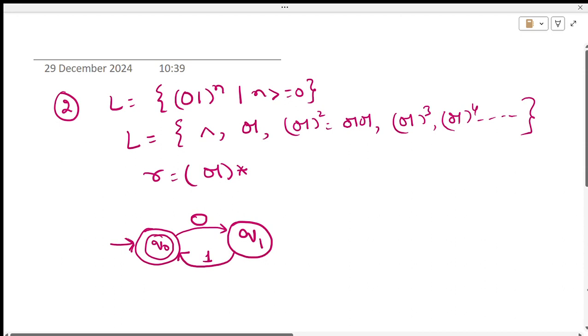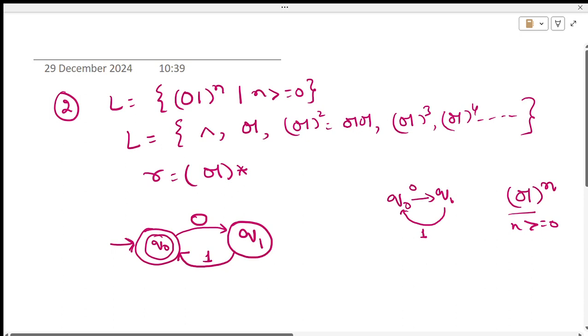So we can see that 0, 1, 0, 1, Q0 to Q1 on 0, and then back to Q0 by reading 1. So we are reading 01 any number of times, and since the initial state is the final state, null is also accepted. So (01) raised to the power n is accepted for any n greater than or equal to 0. So the requirement for acceptance of (01) raised to the power n is complete. But is the machine completed yet?